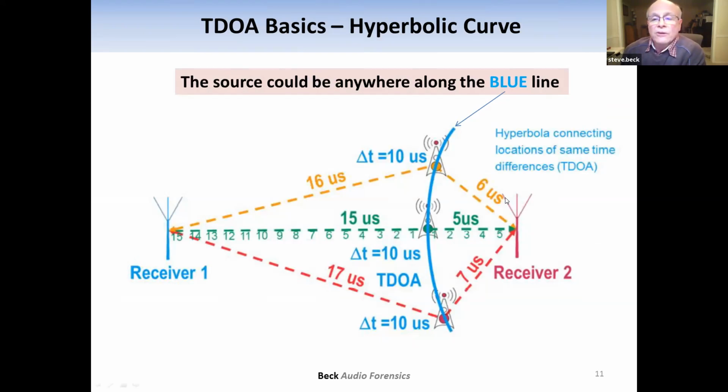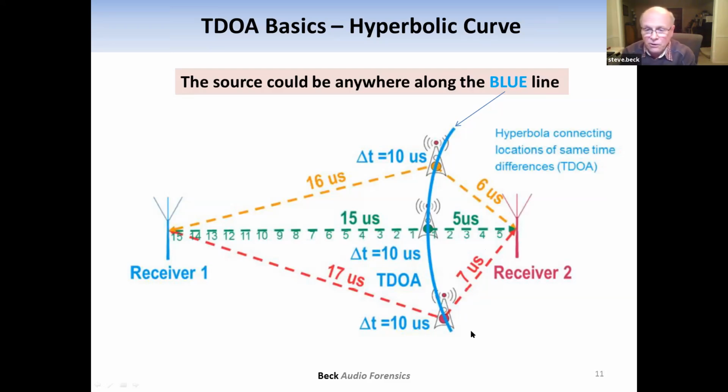If I have two receivers and there is an event that happens, the source could be anywhere along this blue line, okay? And as you can see, we have a time of 16 over here and a time going to receiver 2 of 6, and the time difference is 10 for this receiver. And for the bottom receiver, the time to receiver 1 is 17, the time to receiver 2 is 7, and again, the time difference is 10, just like the one up on top, and that defines this hyperbola.